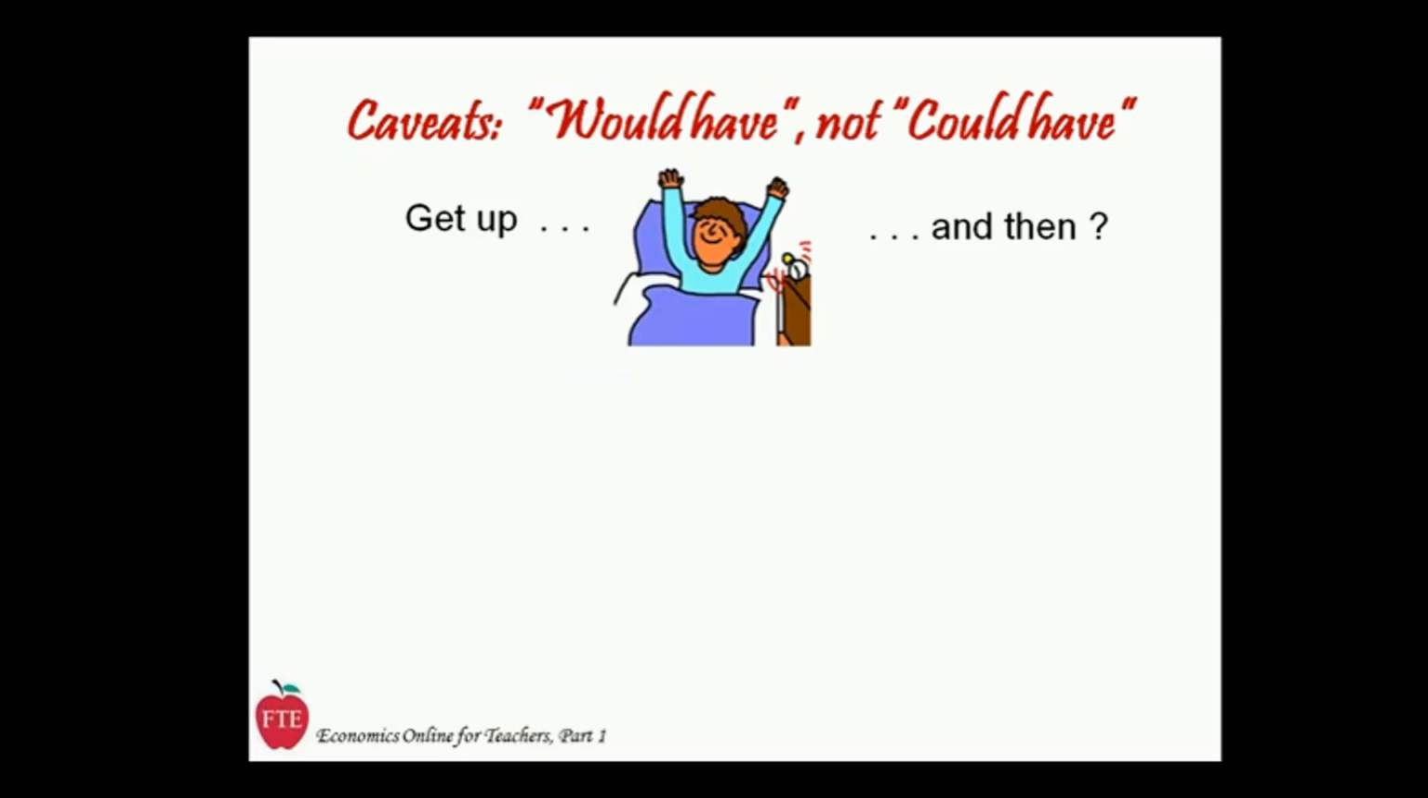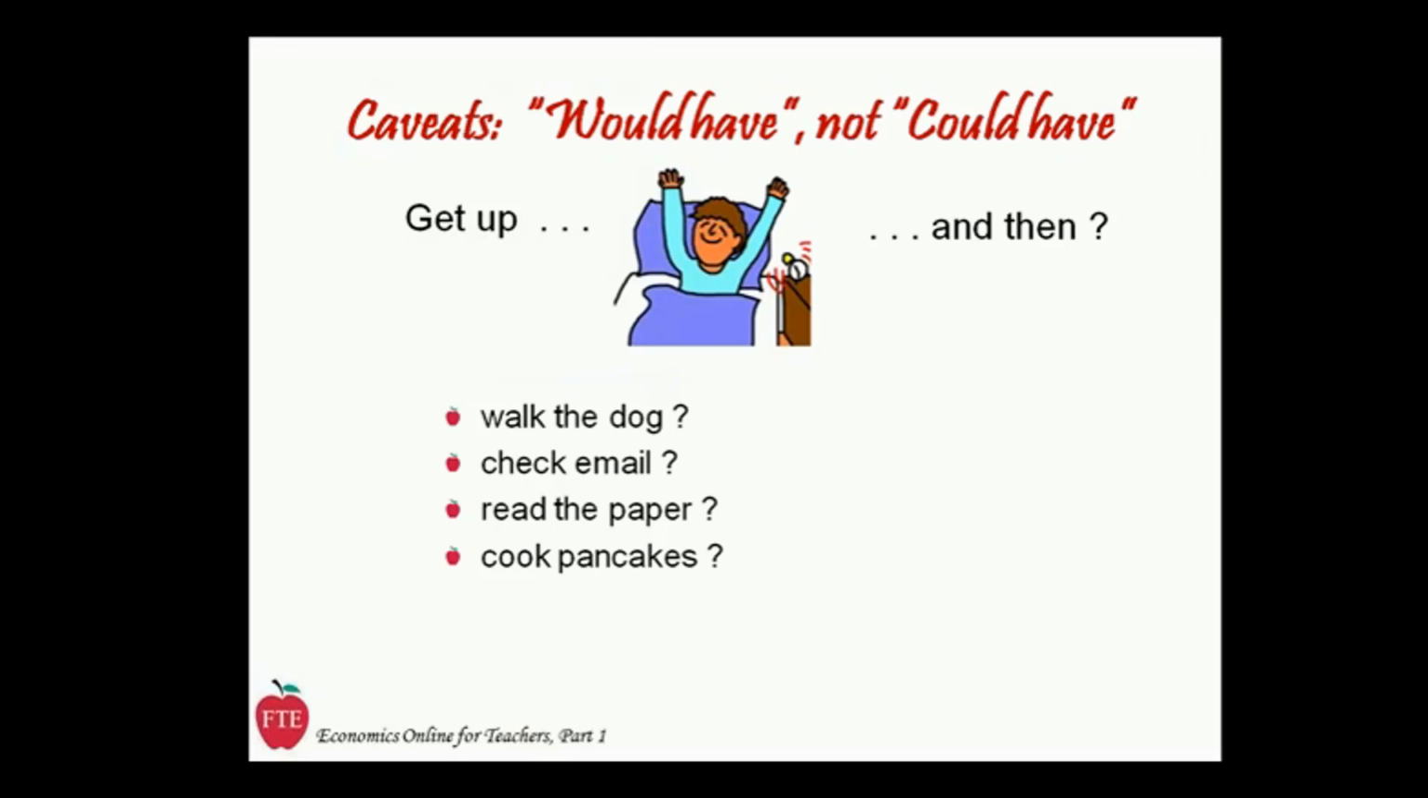Suppose I choose to get up now. My next decision is what to do after I get up. The alternatives are walk the dog, check my email, read the newspaper, or cook a pancake breakfast. If I decide to check my email, what's the opportunity cost?